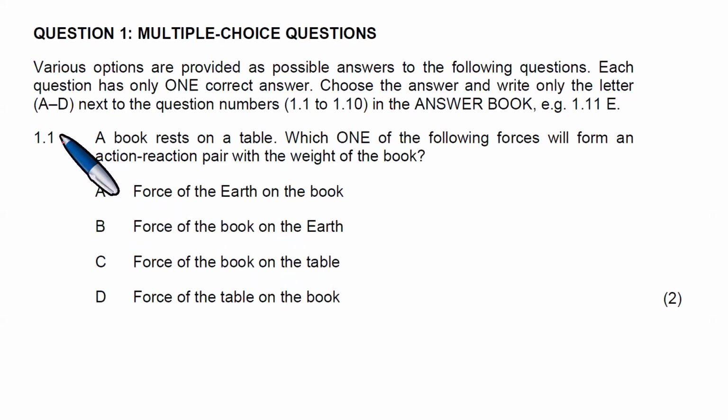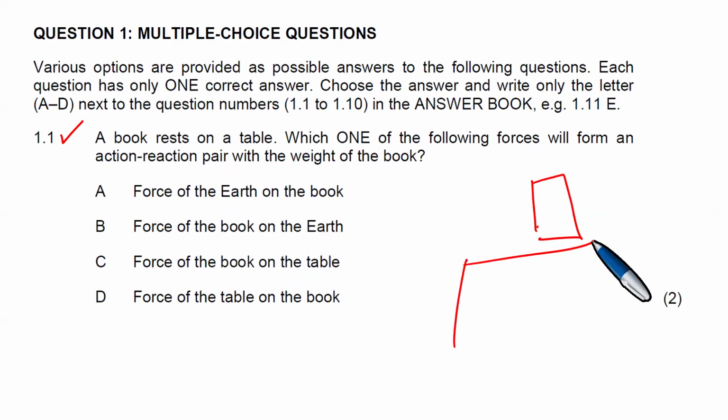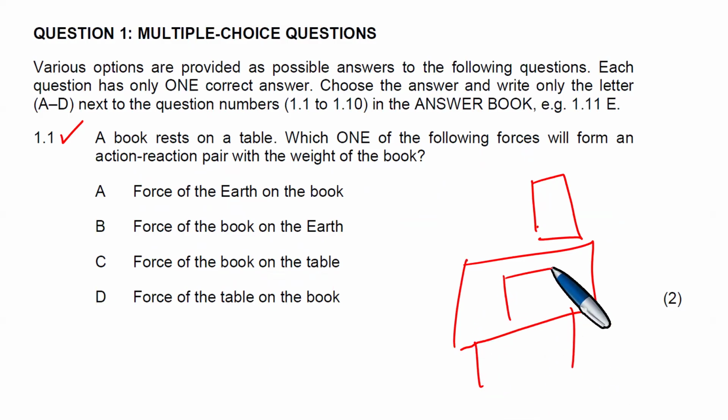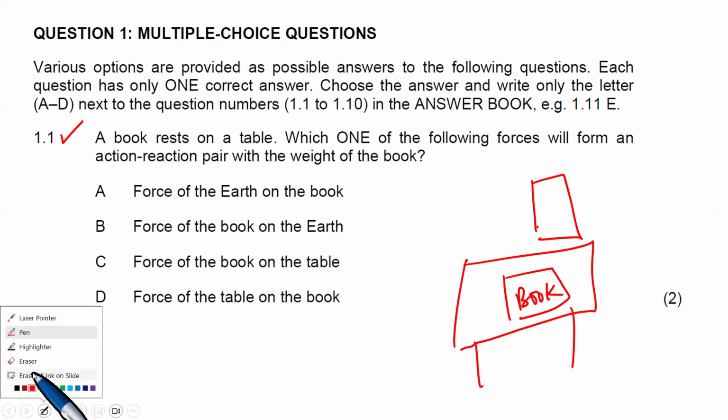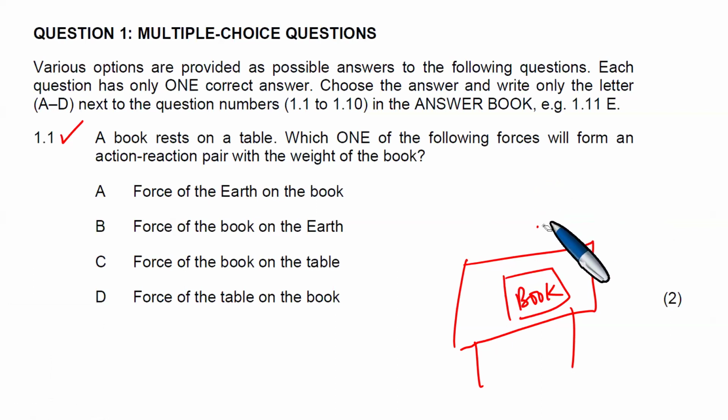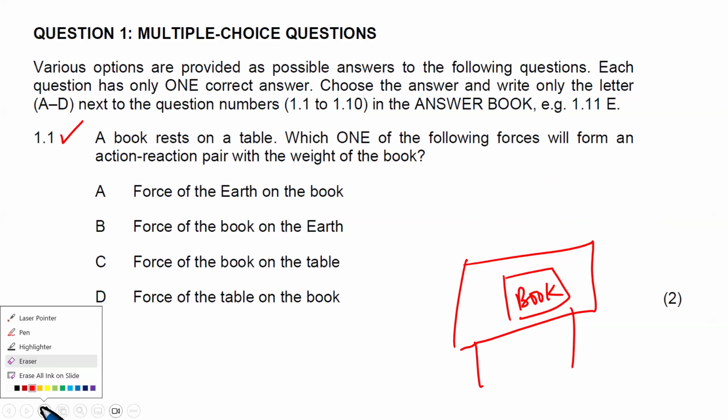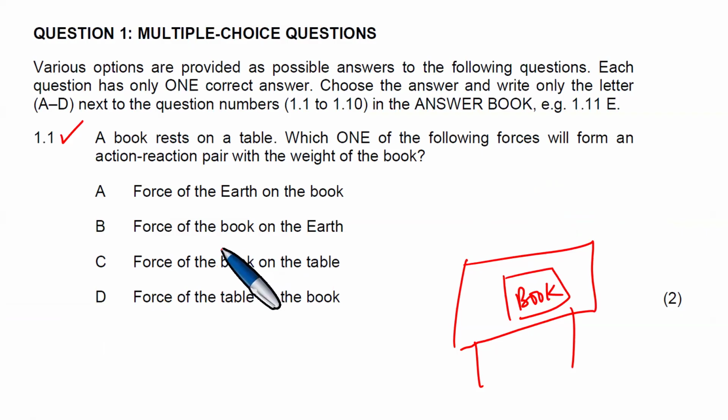We're doing question 1.1. A book rests on the table. Which one of the following forces will form an action-reaction pair with the weight of the book? So obviously we're looking at a situation where we have a table. The table has legs. On the table is a book. It is resting on the surface of the table, and this is a book.